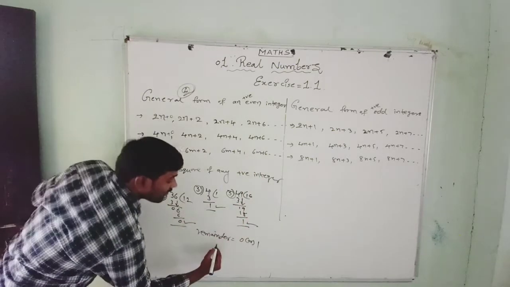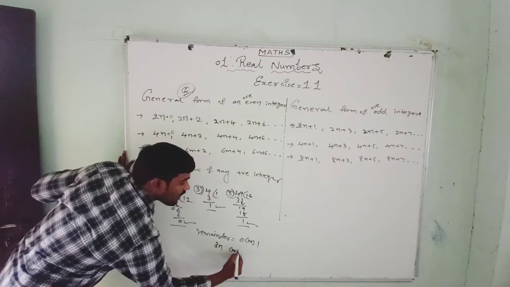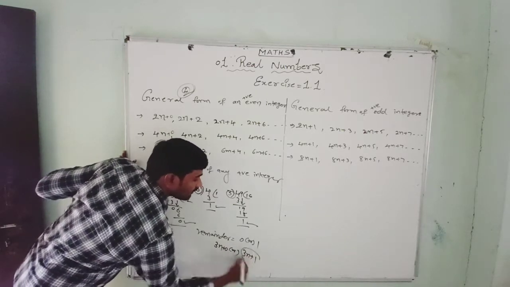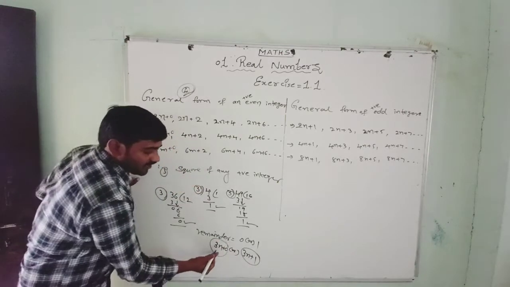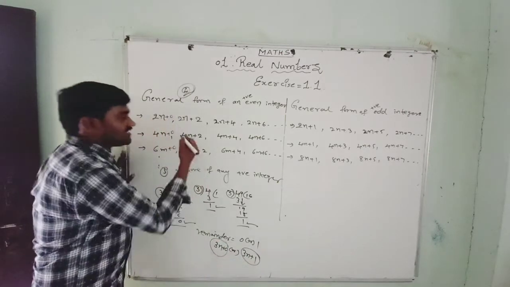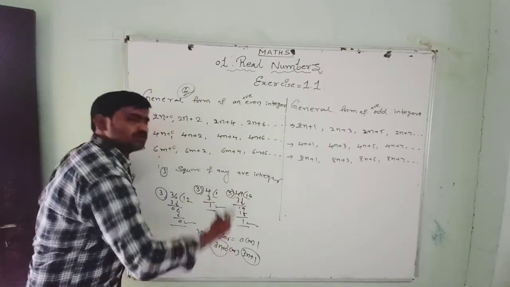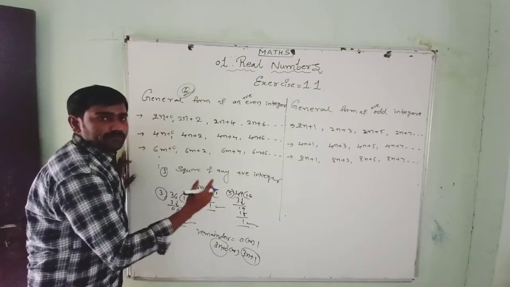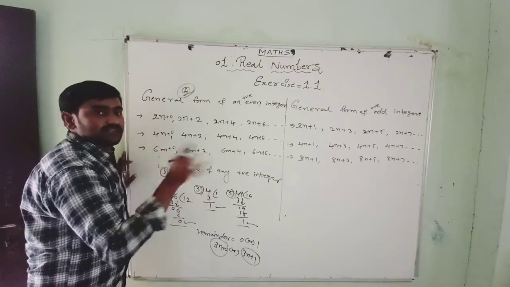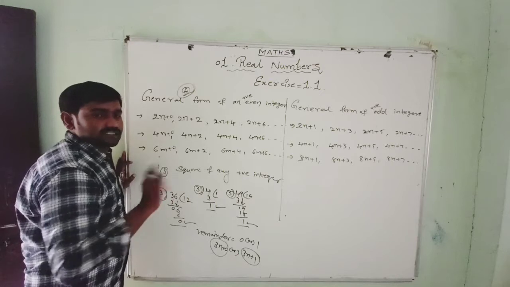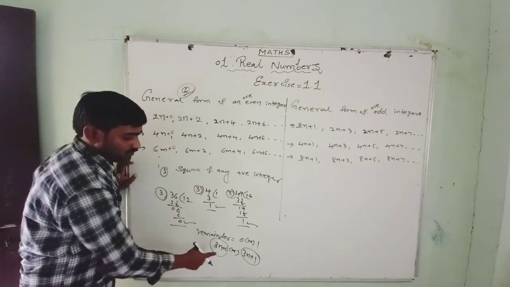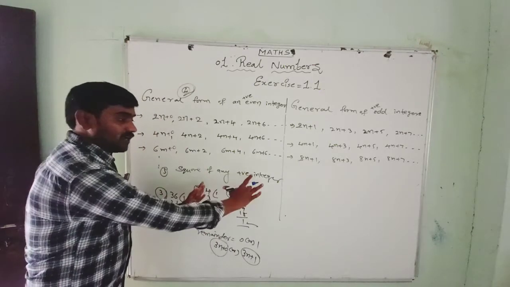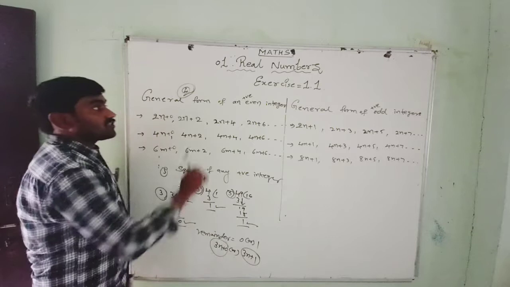So always it is in the form of 3n plus 0 or 3n plus 1. Instead of n and m, you can use any letters: P, Q, R, A, B, C. N and m are any natural numbers, positive natural numbers you can use. So square of any positive integer will be in this form.